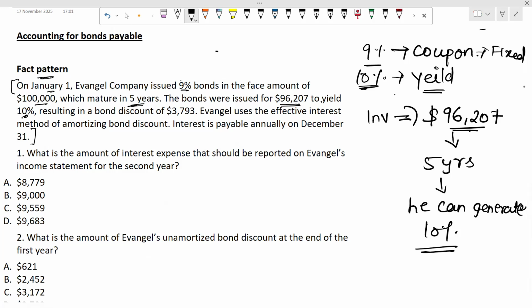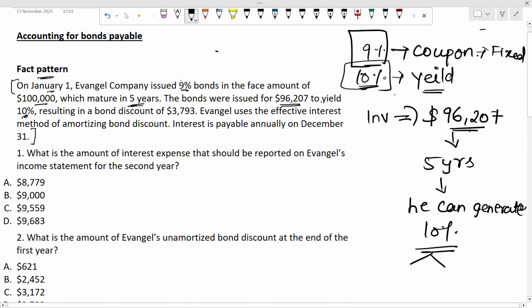So this 10% yield is nothing but, if someone is purchasing the bond today at the issue price with an intention to hold it till the maturity, he can generate 10% return. But you will have a question. The company is paying only 9% coupon, but still, how can the investor generate 10% return? It is nothing but this 10% includes interest at 9%. The company is going to pay 9% interest at the end of every year, which is nothing but the coupon. So this is fixed. Now the bonds are issued at a discount. The bonds are issued at $96,207. So today the investor has to pay $96,207.